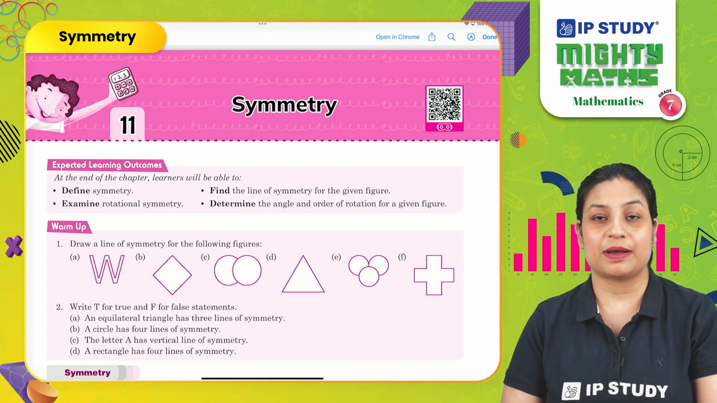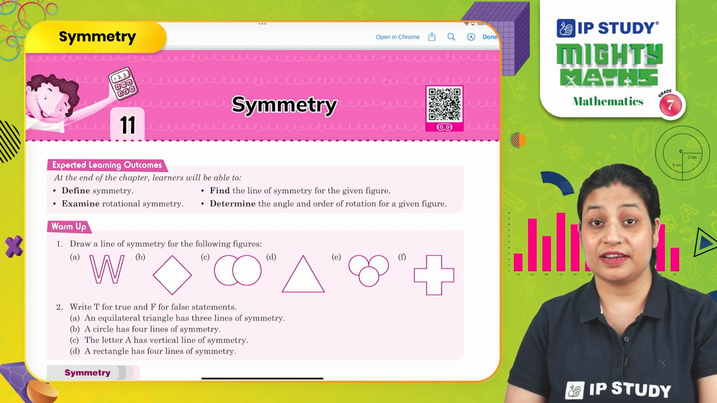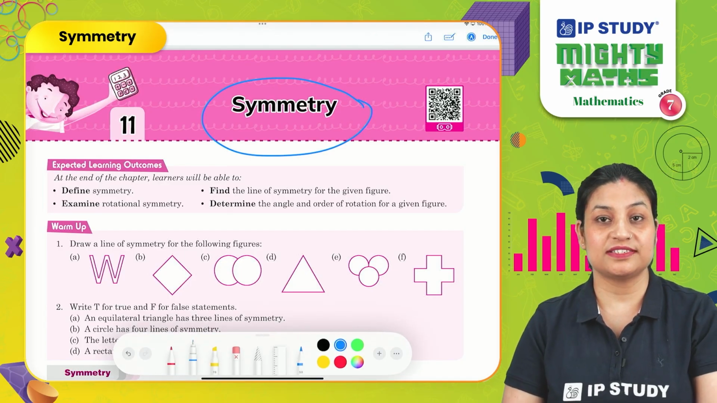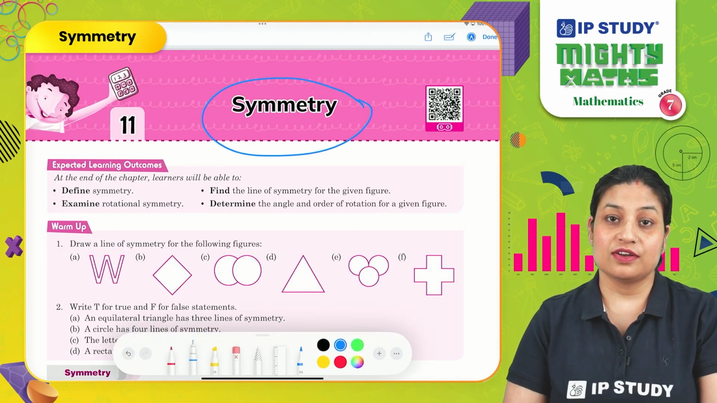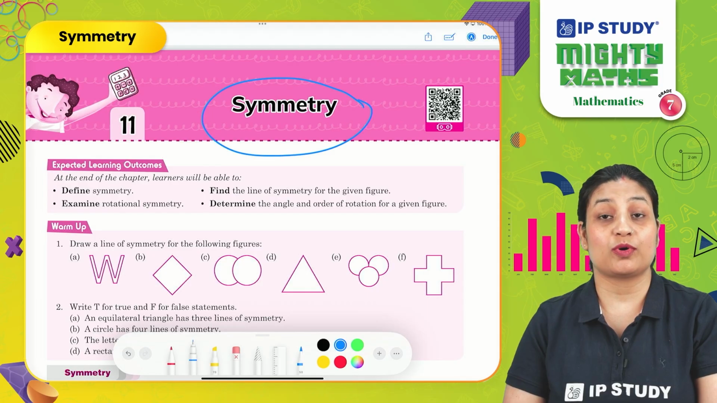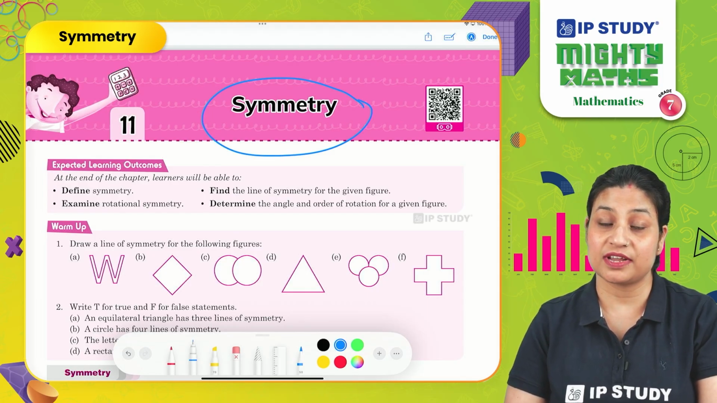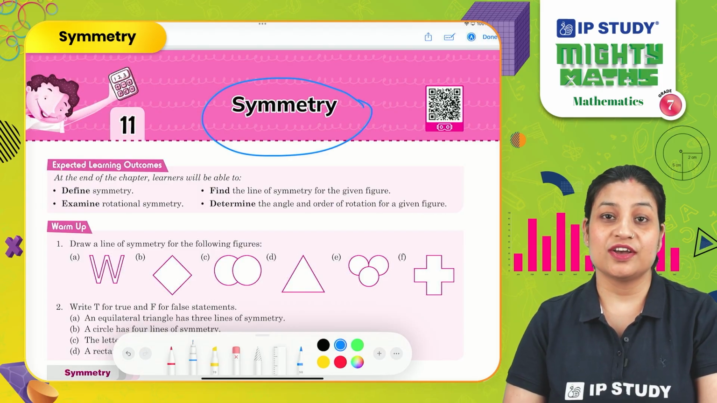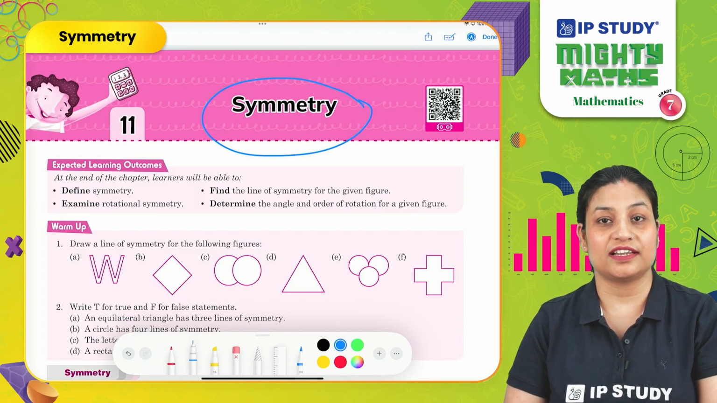Today I'm going to take chapter number 11 of grade 7 and the name of the chapter is Symmetry. So let's see what are the topics that we are going to cover in this lecture. First of all, we will be discussing what is symmetry. Then we will be discussing line of symmetry for different shapes and objects. Thereafter, we will be discussing rotational symmetry. So without wasting our time, let's start the lecture.